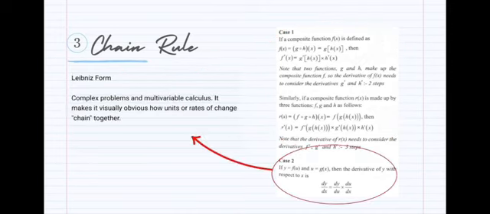For the second case, it is the Leibniz form. It is for complex problems and multivariable calculus. It makes it visually obvious how units or rates of change chain together.